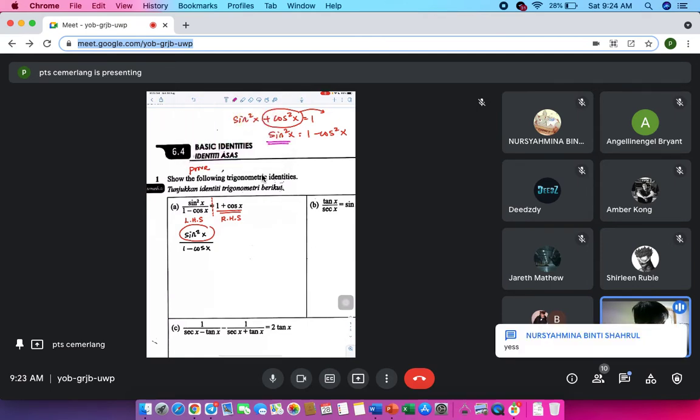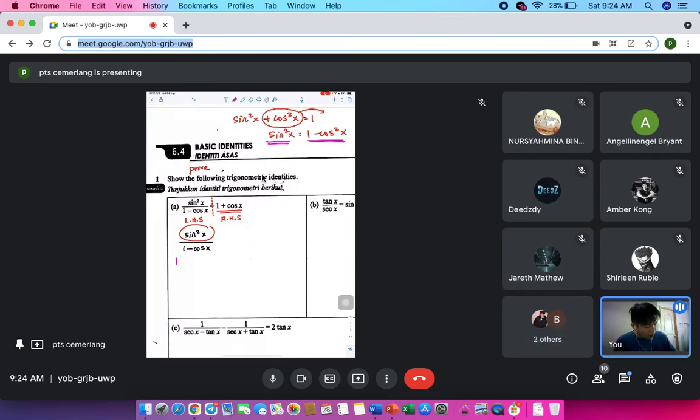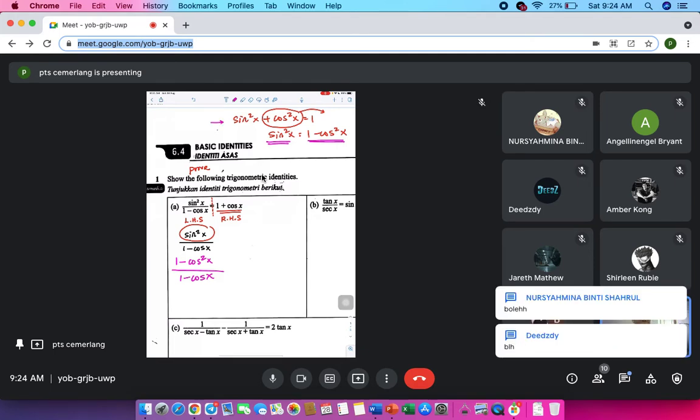So, can I just now pindahkan this one? You tengok sin square x, I replace dengan 1 minus cos square x. So, this is what you get: 1 minus cos square x over 1 minus cos x. Boleh faham tak sampai tahap tu? This one is from the first formula. Okay good, right? So, if you cannot understand, you let me know. Kalau tak dapat ikut, bagi tahu cikgu.